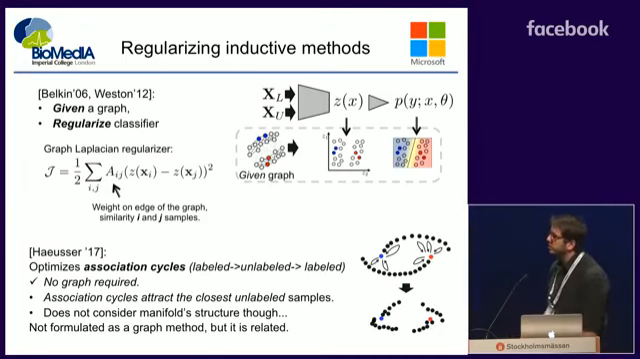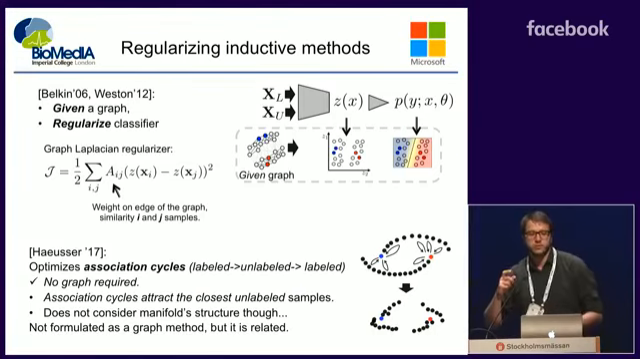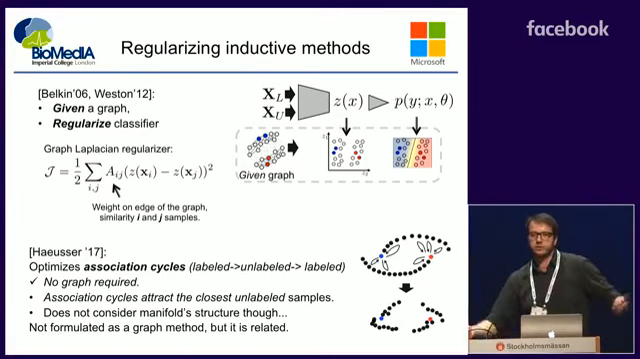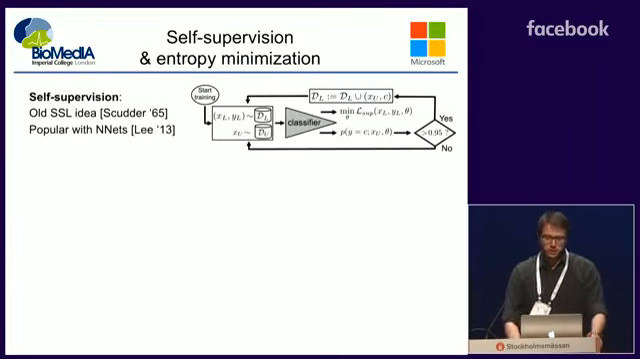One method that also did this recently that does not require a graph is basically looking for association cycles going from a labeled sample to an unlabeled sample and back to labeled. Basically, this formulation attracts unlabeled samples to the closer labeled sample. It doesn't really capture the whole structure of the manifold that we're going to focus on.